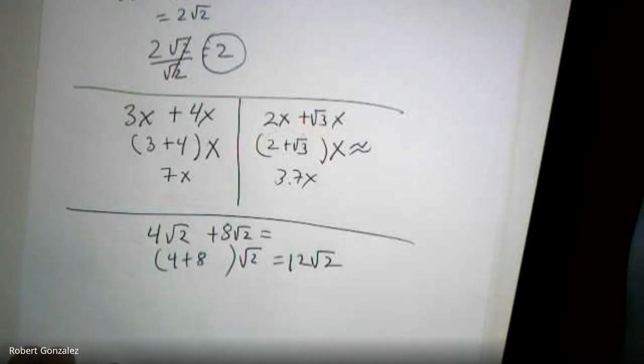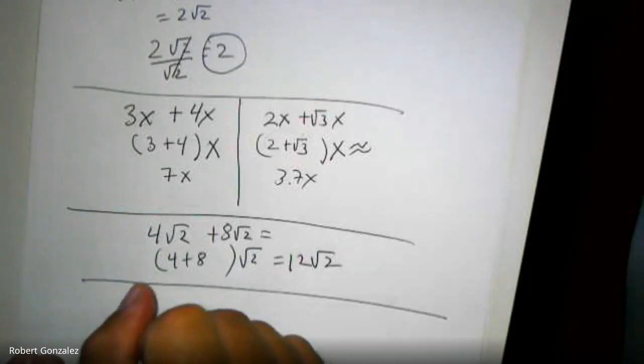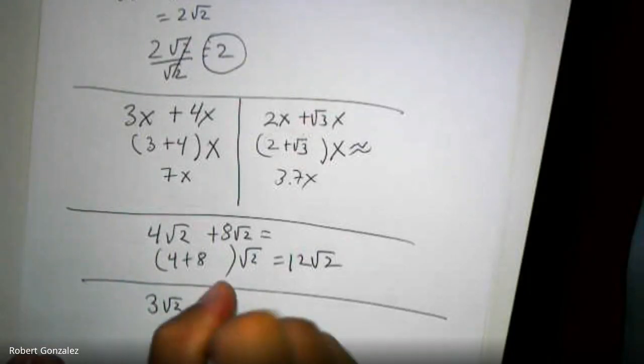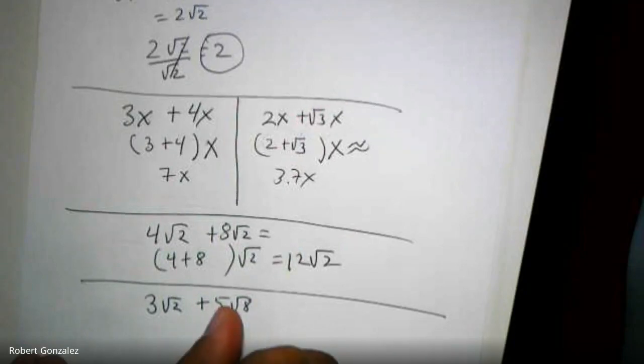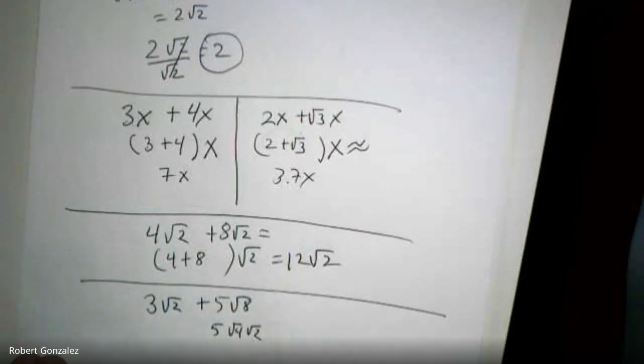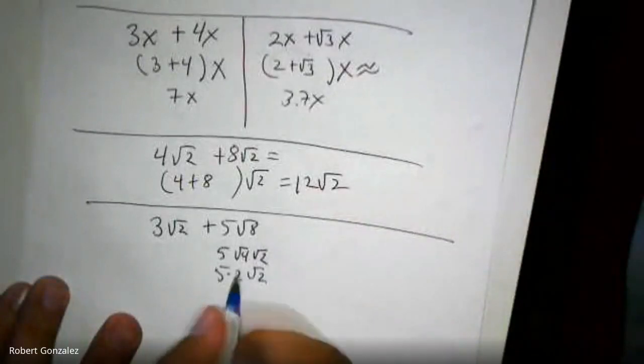Well, sometimes the problems are going to require some simplifying first. For example, 3 radical 2 plus 5 radical 8. I don't see anything in common, but I do recognize that 4 goes into 8. Let me simplify this and see if that helps. 5 radical 4 radical 2. Notice 4 times 2 equals the number underneath the radical. 5 times 2 radical 2. I took the square root of 4. And finally, 5 times 2 is 10.